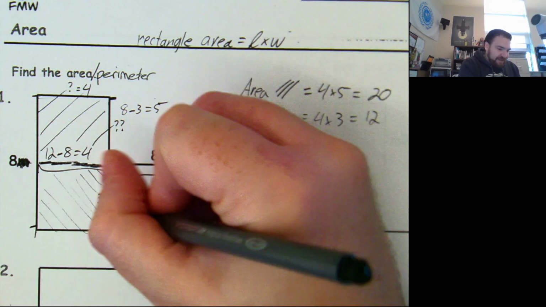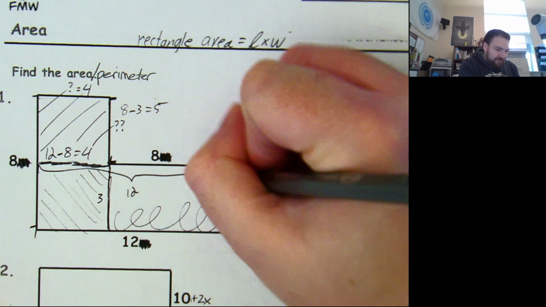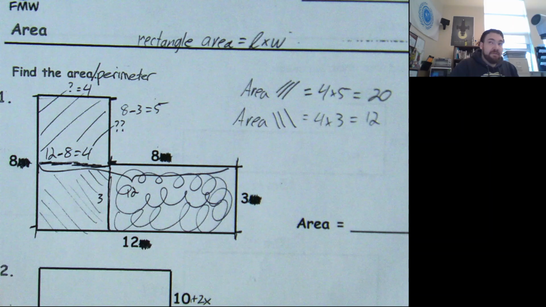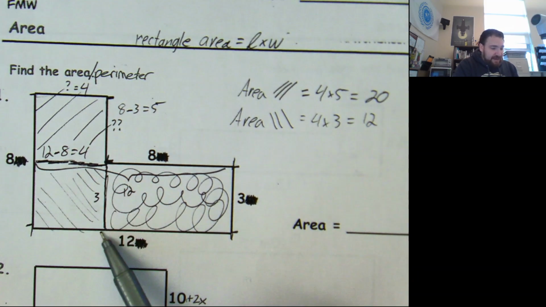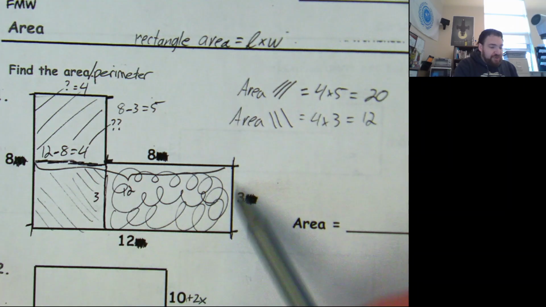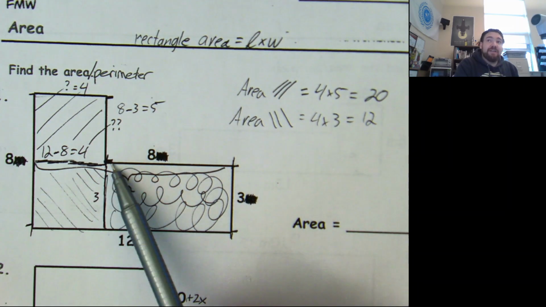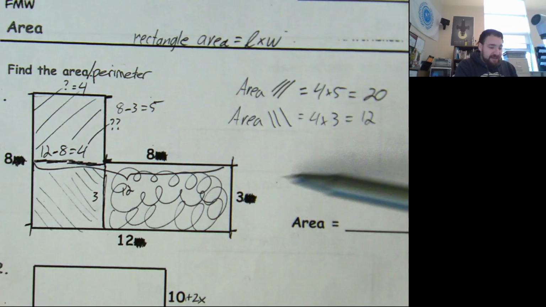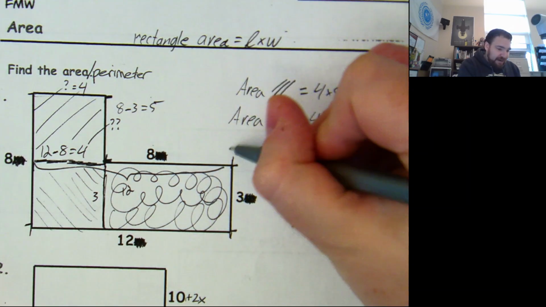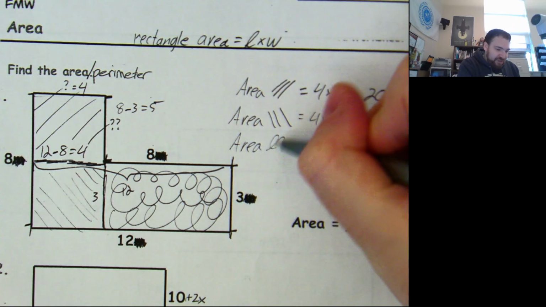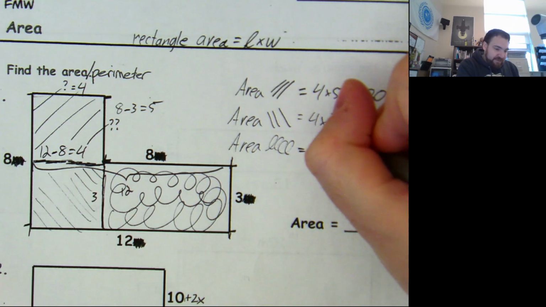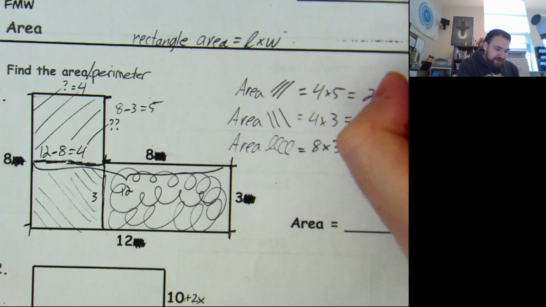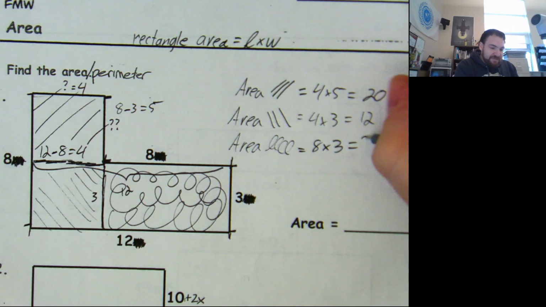And then this last piece here, I'm going to color it in slightly differently, is that guy right there. This rectangle here, and you have to make sure you're using the right side lengths. The distance from here to here is 8, and from here to here is 3. So the area of the curly shaded spot is going to be equal to length, which is 8, times width, which is 3. 8 times 3 is 24.